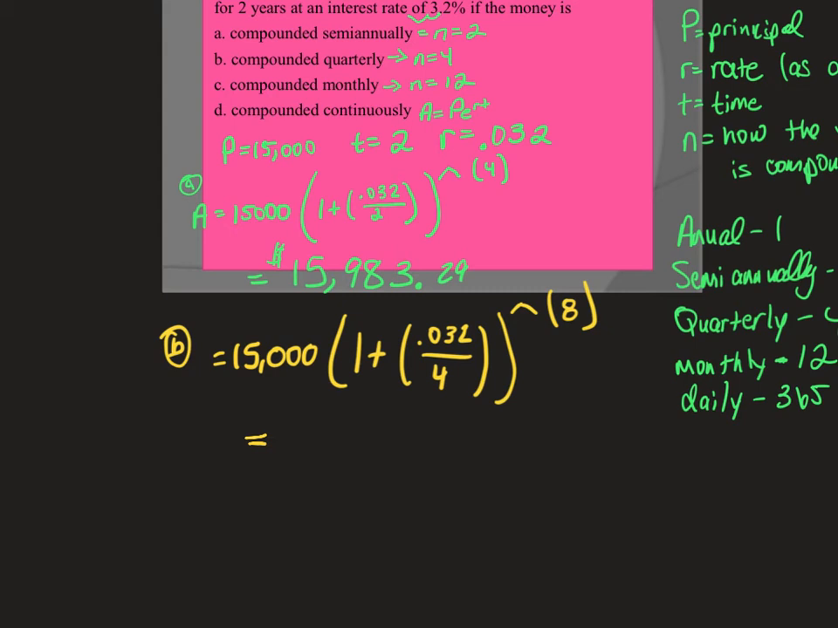Okay, hang on. What are you getting, Bella? Andrew, what'd you get for the second one? 15,987.31. Okay. Same thing you got too, right, Pablo? Yeah. 15,987.31. Look at the difference in those two numbers. Is it a huge difference?